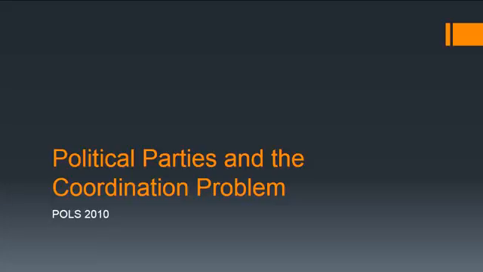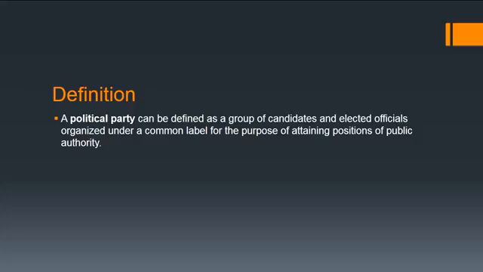In this lecture, I want to talk about how political parties help us solve coordination problems. Now, a political party can be defined as a group of candidates and elected officials organized under a common label for the purpose of attaining political positions of public authority.